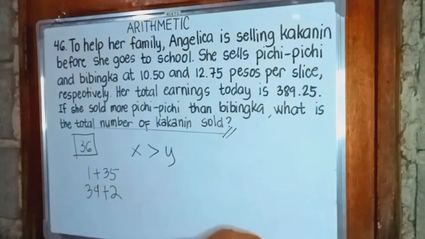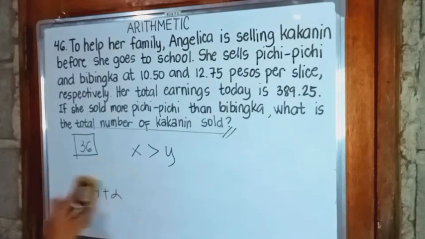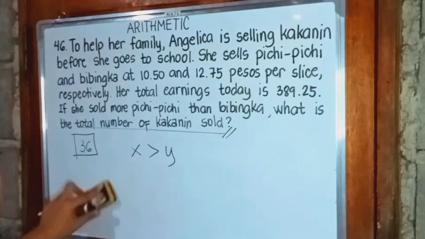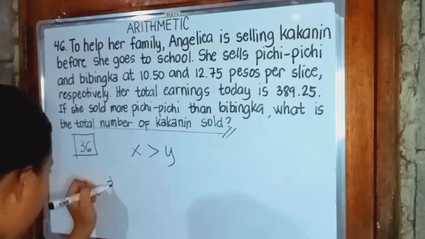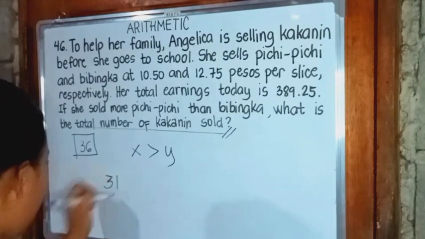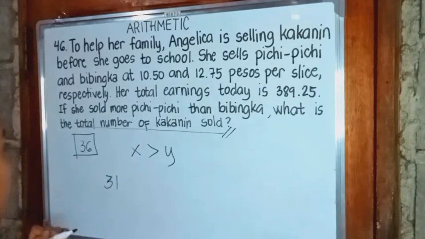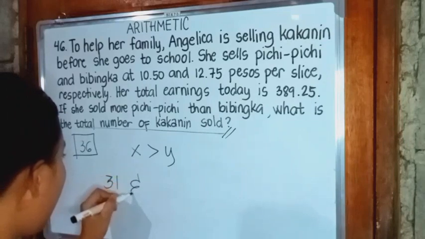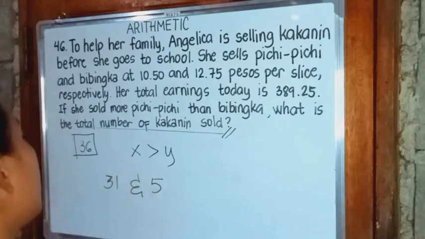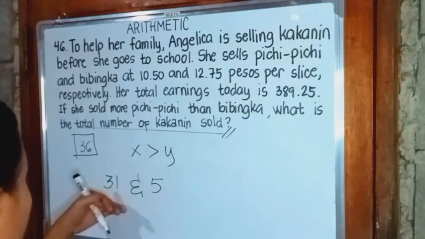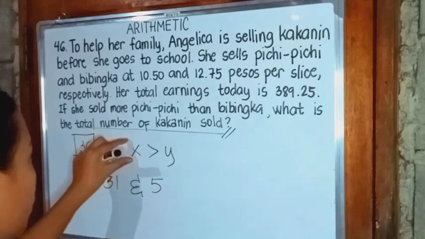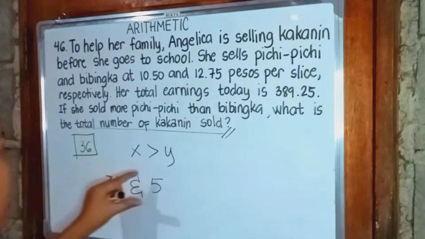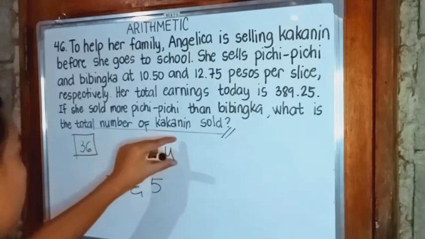But here, our x is greater than y. Therefore, we can find numbers for x that is greater than y. Let's say x is 31. X is 31, and the remaining number is 36 minus 31 is 5. 31 and 5, these numbers will satisfy this condition where 31 is greater than 5, or x is greater than y.